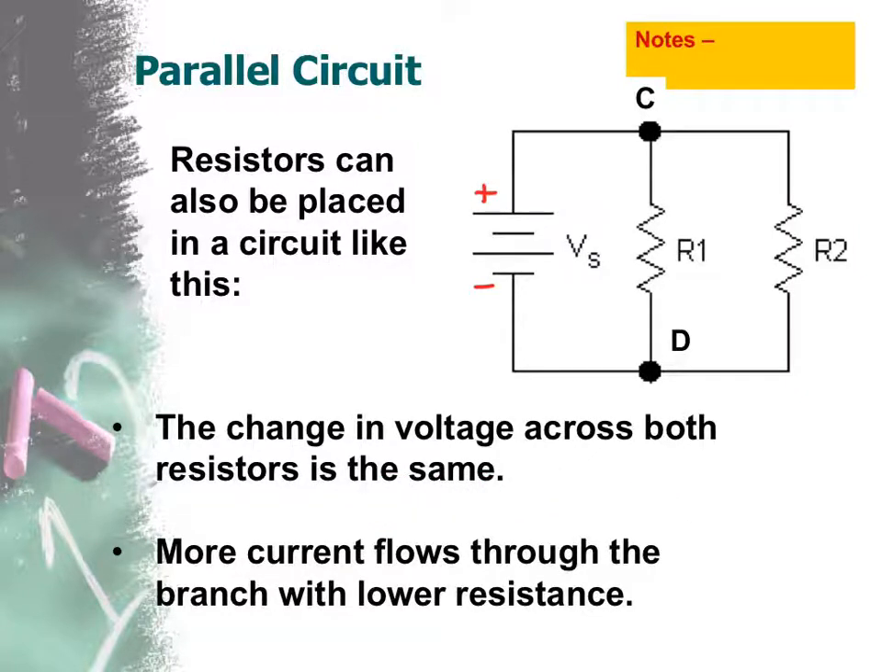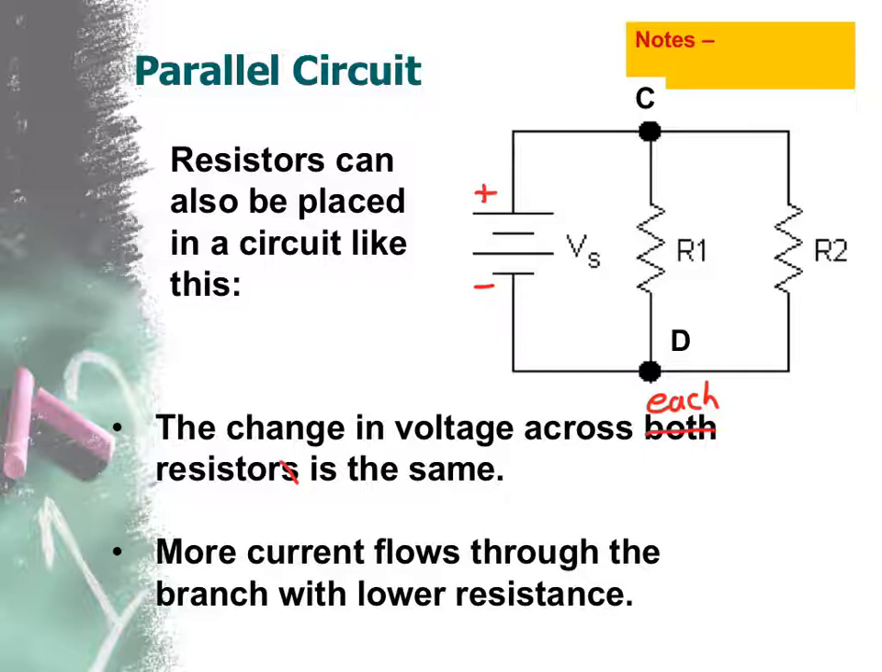So now we have something else that is staying constant. It's the change in voltage across the resistors this time. Actually, I should say across each resistor. So maybe I should change this to each resistor. That way we avoid confusion. So the change in voltage across each resistor is the same.